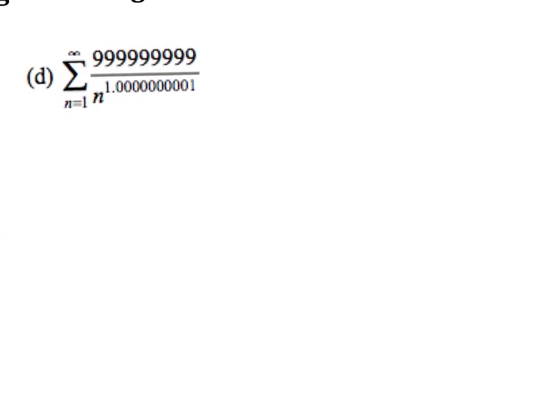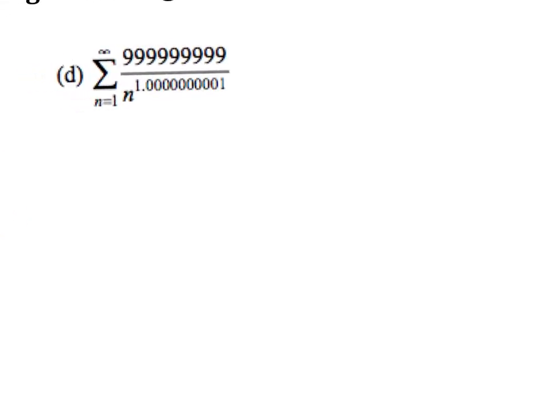I had the sum from n equals 1 to infinity of, that is a big number. Let's see. I'm going to have to put in some commas here. So 999,999,999, all over n raised to the 1 point, lots of zeros, 1. So the important thing to remember is you can pull out any constant, no matter how large it is. So I've got 999,999,999 times the sum from n equals 1 to infinity of 1 over n raised to the 1 point, 9 zeros, 1.